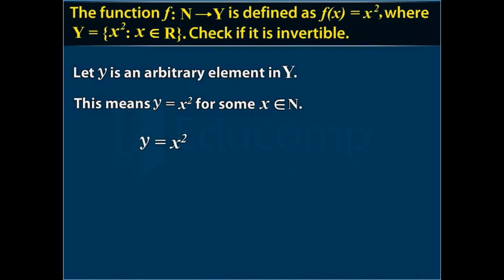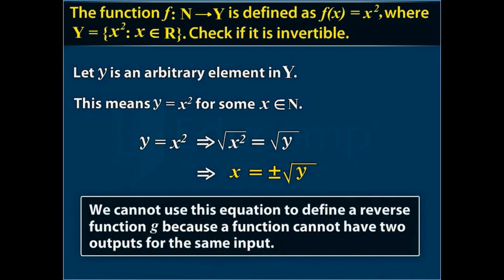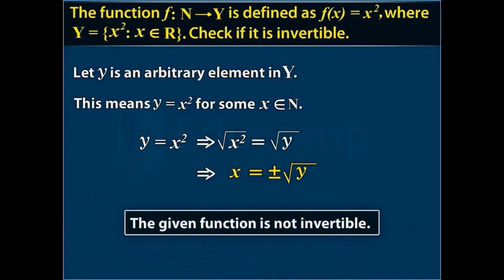Now solve the equation for x to make y an independent variable. We get square root of x square equal to square root of y. Since the power of x is even, its square root is x. Since the power of y is odd, it has 2 square roots, one positive and one negative. We cannot use this equation to define a reverse function g because a function cannot have 2 outputs for the same input. Thus, the given function is not invertible.